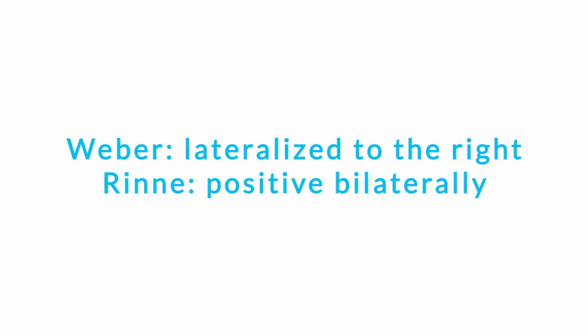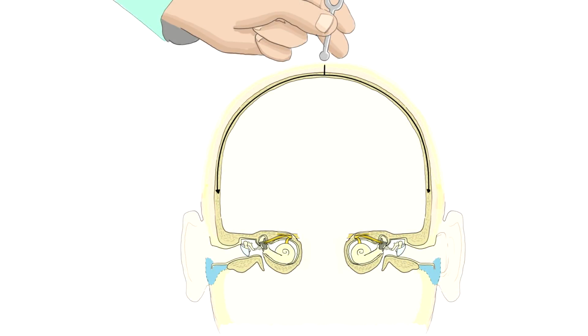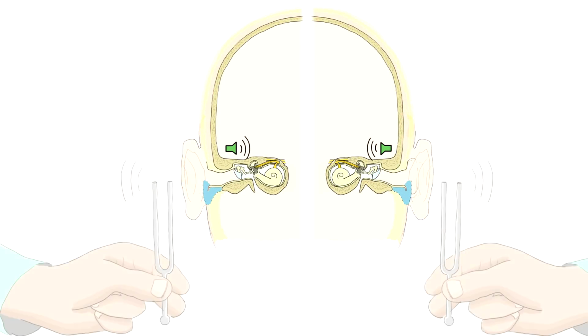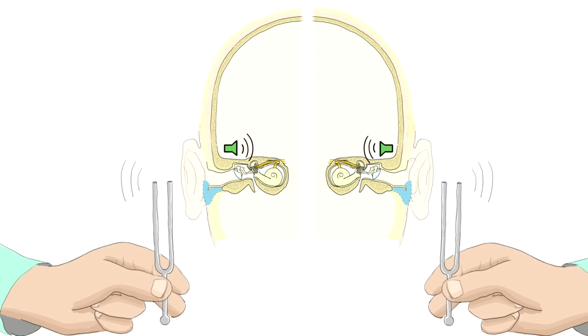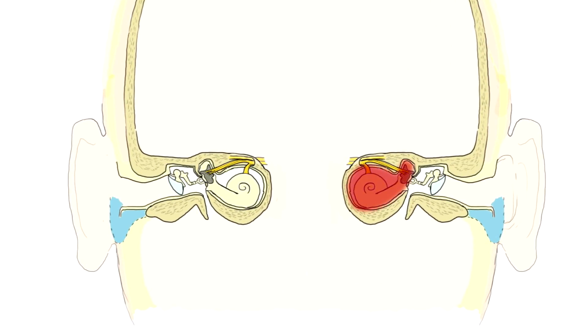Weber, lateralized to the right. Rinne, positive bilaterally. Lateralization to the right during Weber test could indicate conductive hearing loss on the right side or left-sided sensorineural hearing loss. A bilaterally positive Rinne test indicates that air conduction surpasses bone conduction on both sides, thereby ruling out conductive hearing loss. This test result constellation supports left-sided sensorineural hearing loss, as seen in inner ear damage.